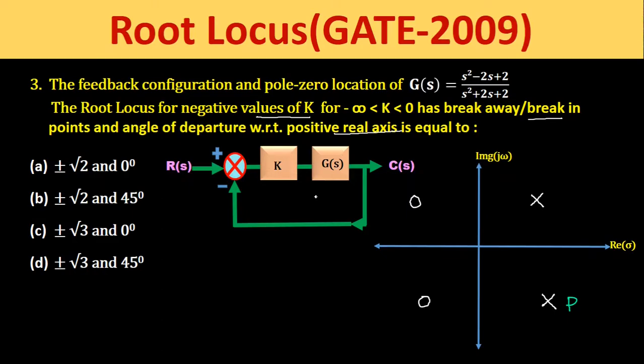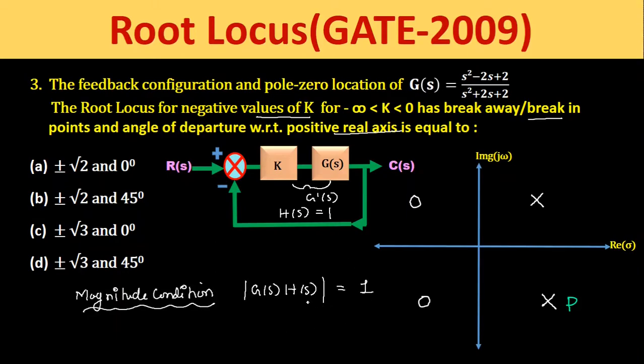In this question, a block diagram representation of the system is also given. From this block diagram, we can see that the feedback path transfer function H(s) is equal to 1, since it is a unity feedback control system. Let us assume that the overall forward path transfer function is G'(s), which is equal to K times G(s). Now we will use the magnitude condition of the root locus to find the value of K. So this is the magnitude condition of the root locus. In this equation we have to put G(s) as G'(s), so this will become |G'(s) H(s)| = 1.